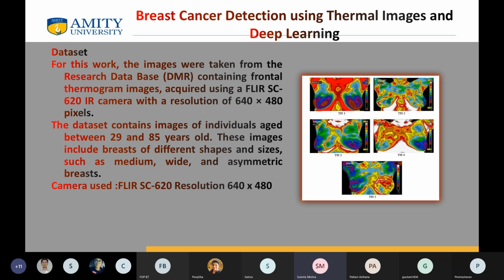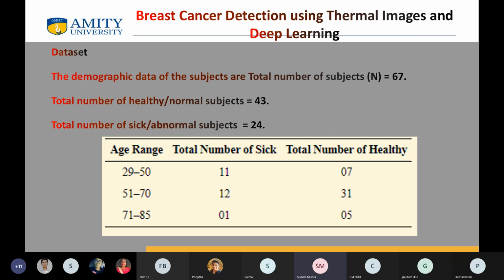You see here on the left the typical images from the database, and this gives some details about the data set. Total healthy subjects were 43, and there was data for 67 people, but out of these one was discarded. So we removed this from our setup. The total number of sick patients, age-wise, is also listed here. This information was provided to us by the people who created the database.